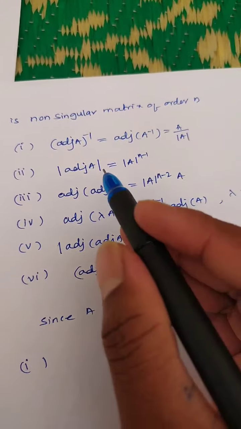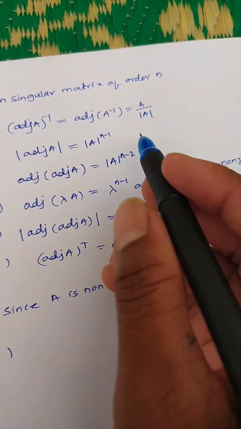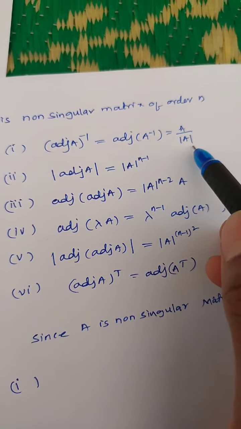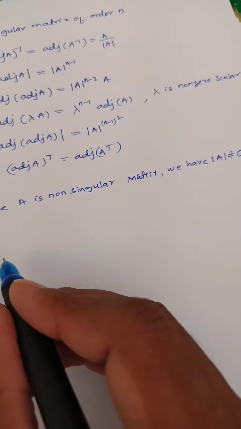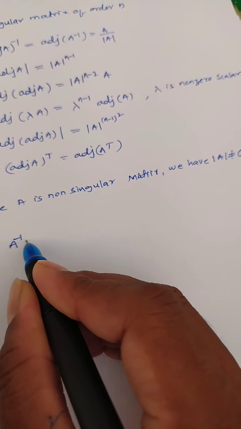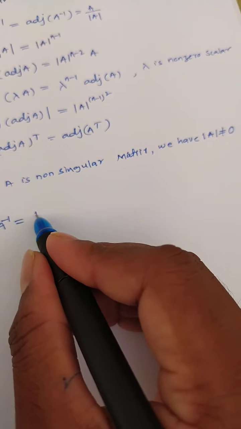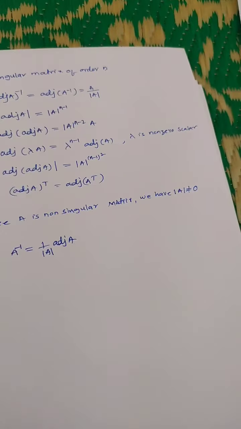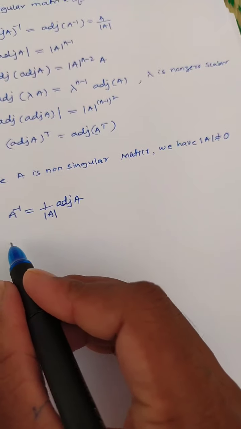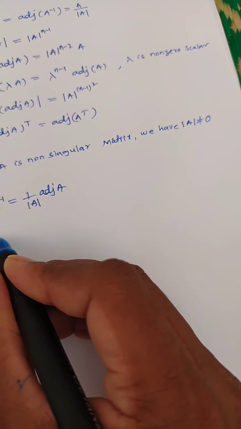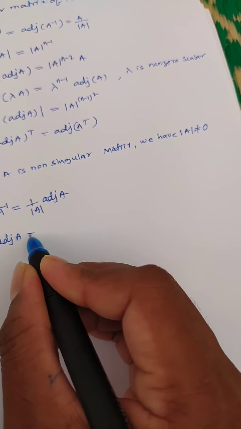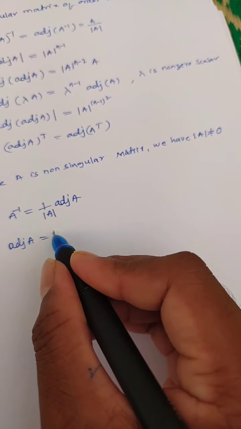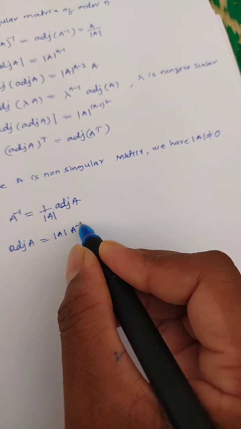So what we have to prove? Adjoint A whole inverse equal to adjoint of A inverse equal to A by det A. So first I will prove adjoint A whole inverse equal to A by det A, and then after I will prove this. We know that to find A inverse, how to find A inverse? 1 by det A into adjoint A. By taking the determinant to the left hand side, you will have adjoint A. I am sending det A to the left hand side. You will get adjoint A equal to det A into A inverse.